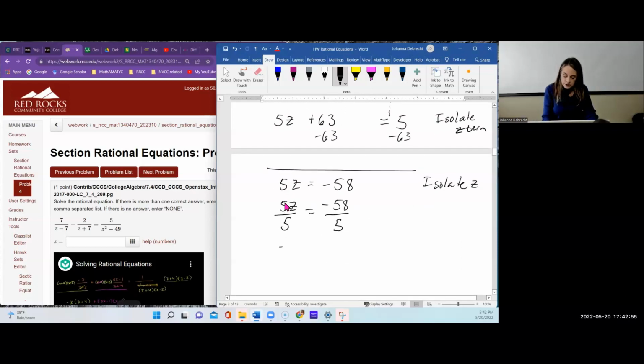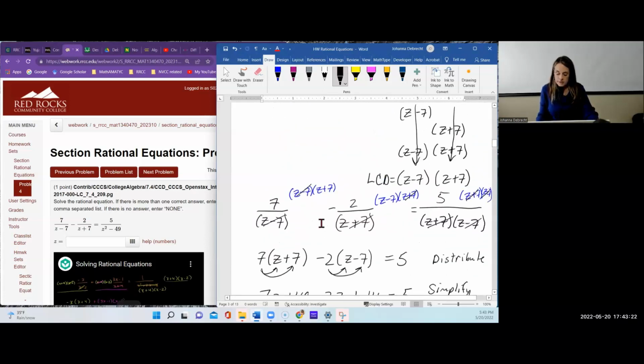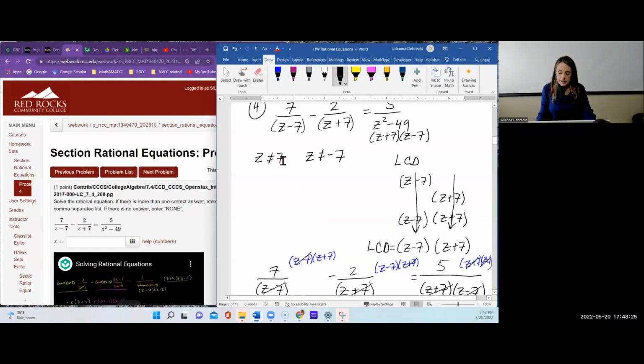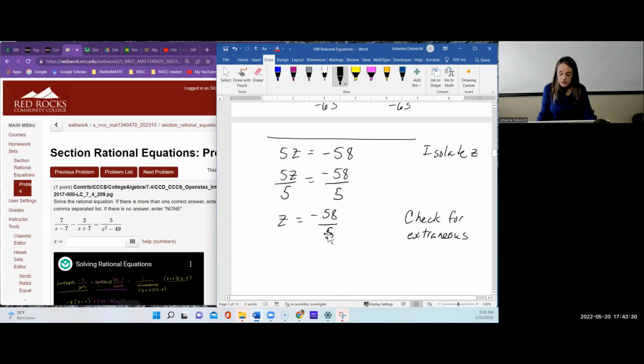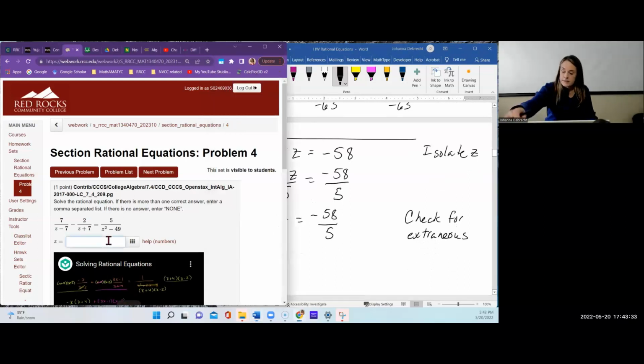The last thing we need to do is check for extraneous solutions. There's always the possibility of a false solution when you multiply by the lowest common denominator and it has a variable in it. It's always a possibility. So checking is mandatory. We go back to the original to see what values we left out of the domain of this equation. We said x cannot be 7 and it cannot be negative 7. But we didn't get either value, and so our solution is negative 58 over 5.